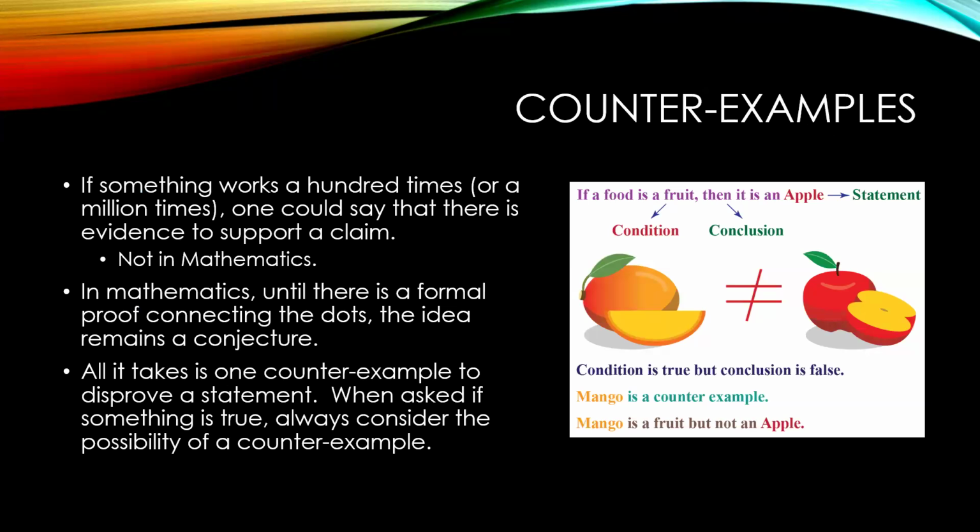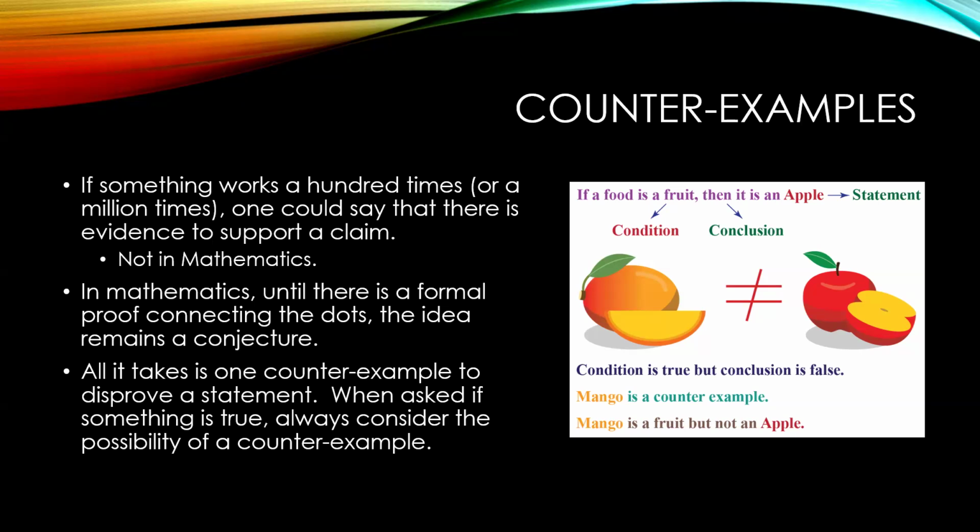A second approach to proving things is to use a counterexample. And so in math, if something works 100 times or 1,000,000 times or as many times as you like, one could say that there is evidence to support the claim, but not in math. In math, until there is a formal proof connecting the dots, the idea remains a conjecture. All it takes is one counterexample to disprove a statement. When asked if something is true, always consider the possibility of a counterexample.